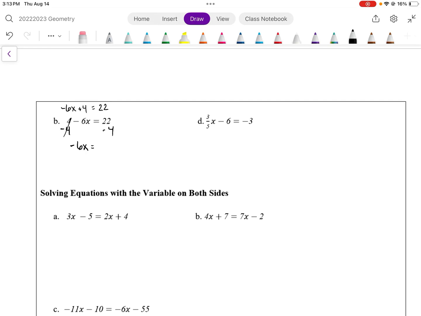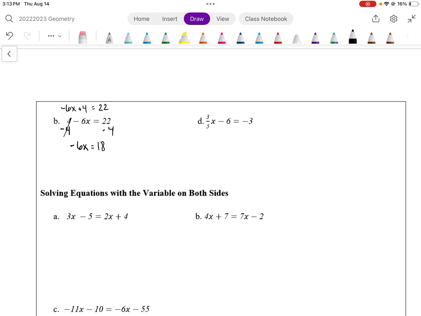equals, let's see, we do get a fraction here. Do I want to leave it as a fraction? A fraction, what am I doing? I'm subtracting. I'm acting silly right now. Okay, 22 minus 4 is 18. Now we're going to divide. I was getting ahead of myself.